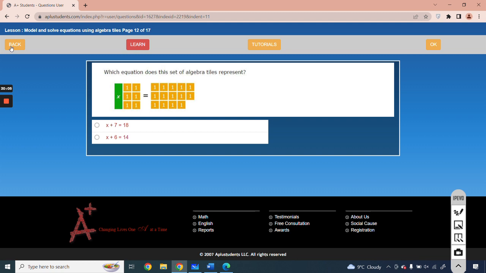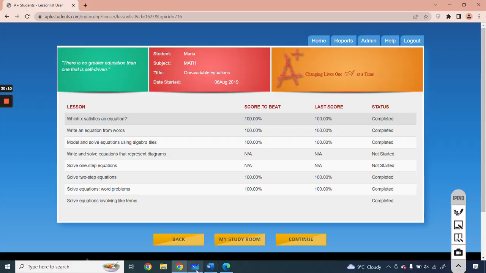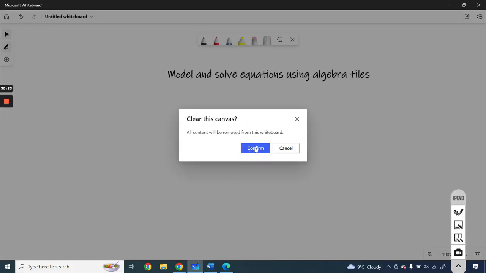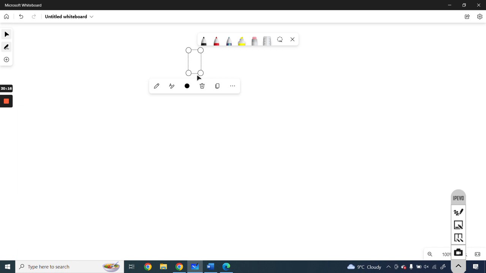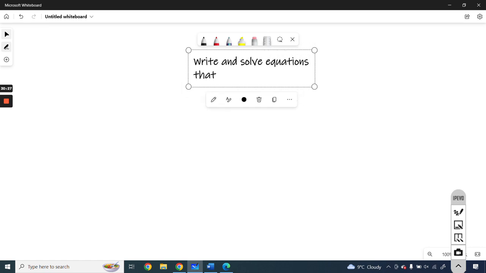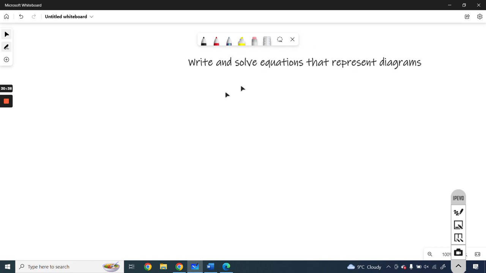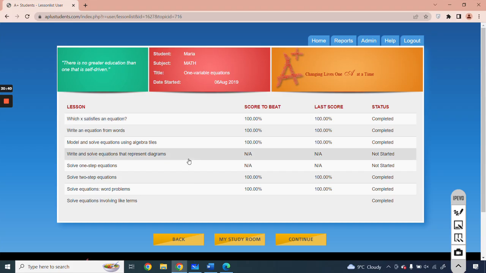And the next lesson is write and solve equations that represent diagrams. Let me just write down the lesson name, then we'll start. Write and solve equations that represent diagrams. Okay, here it is.